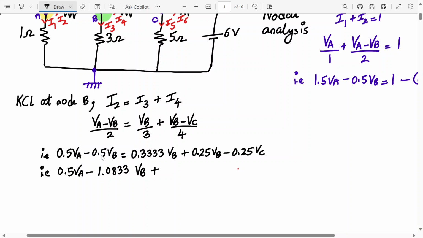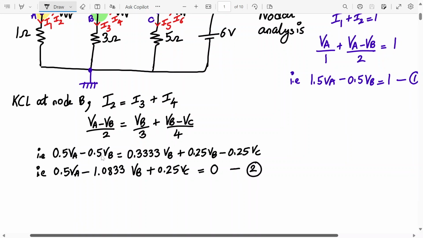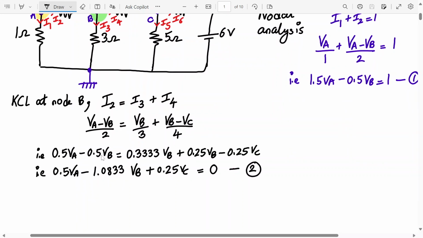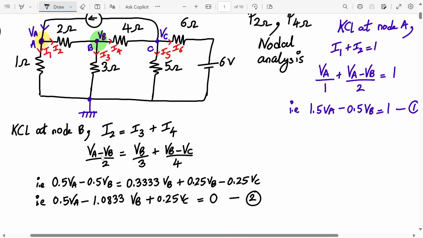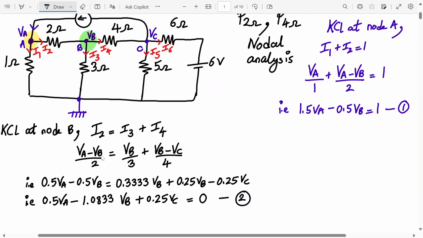Then this 0.25 will go over there, so it will become plus 0.25 VC is equal to 0. This becomes equation number 2. So please write down this. I mean, you have noted it down, right? Can I scroll here now?